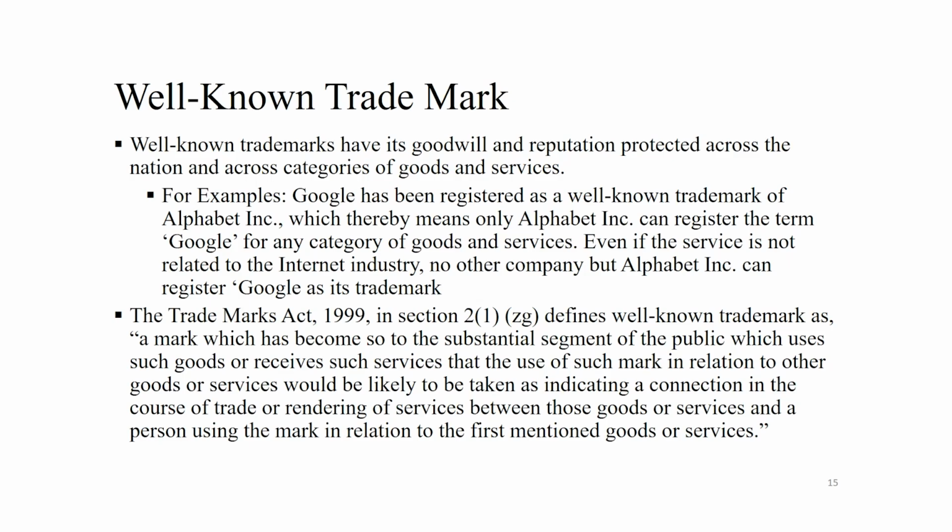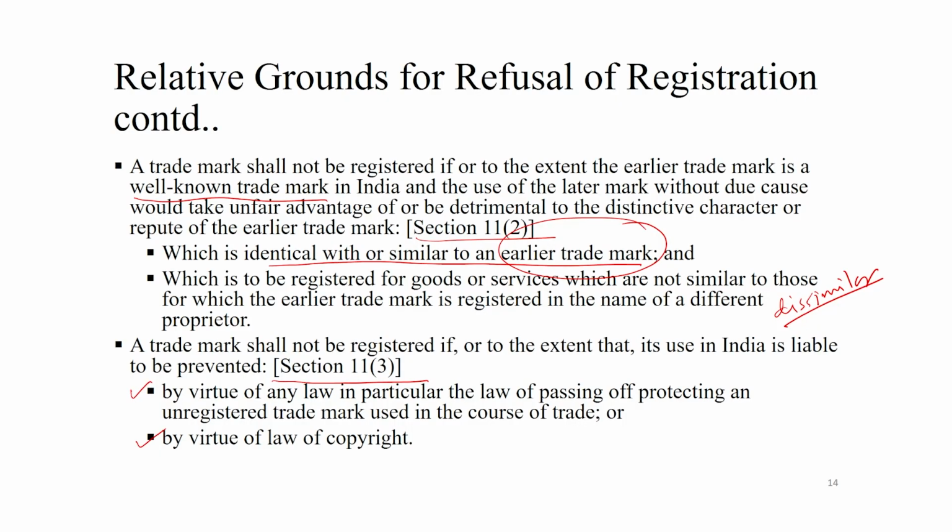So we saw what all are not registrable trademarks in sections 9.1, 9.2, 9.3. We also saw what is not registrable in section 11.1. Section 11.2 specifically talks about well-known trademarks, because it says that when you register a mark similar to a well-known trademark, even for dissimilar goods, it would cause taking unfair advantage of the reputation of the well-known trademark, or it will be detrimental to the reputation of the well-known trademark. So therefore, well-known trademarks are given better protection.